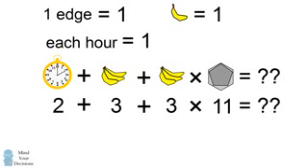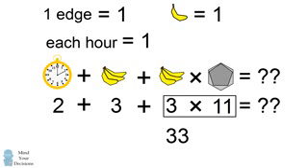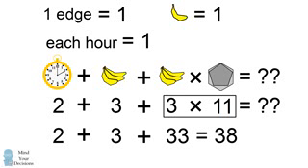So we're now ready to evaluate this expression, but we have to remember one more thing. We have a multiplication in this equation. So we need to evaluate that first according to the order of operations. 3 times 11 is equal to 33. We have 2 plus 3 plus 33. So what's our final answer? 2 plus 3 plus 33 is equal to 38. And that's the answer to this puzzle. Did you figure it out?